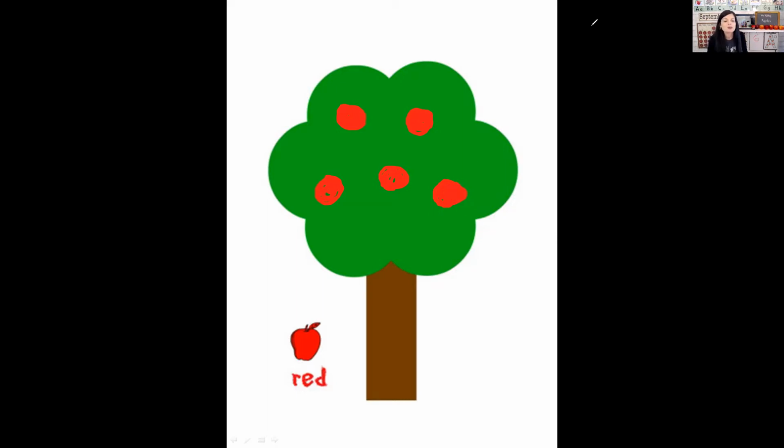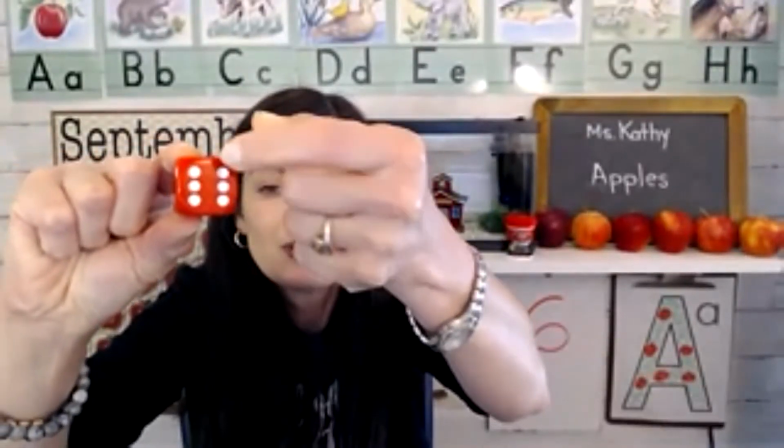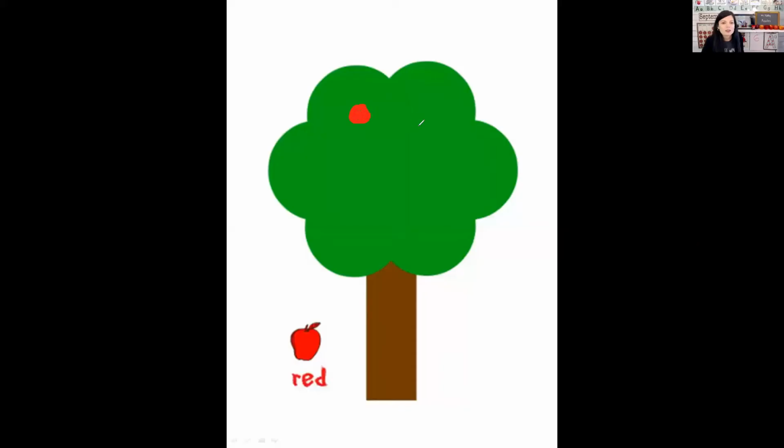Okay, so let's roll again and see what we get next. Oh, look at that. Let's count the dots. 1, 2, 3, 4, 5, 6. So this is the number 6, the number we just wrote. So let's add 6 apples to the tree. 1, 2, help me count. 3, 4, 5, 6. Oh, that looks really nice.